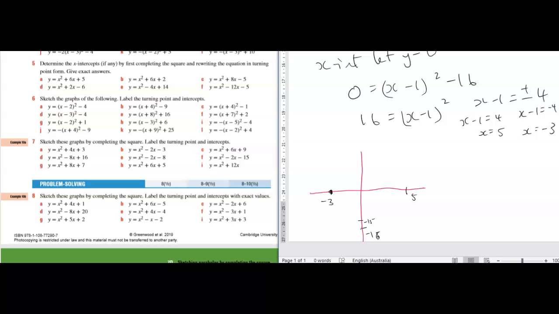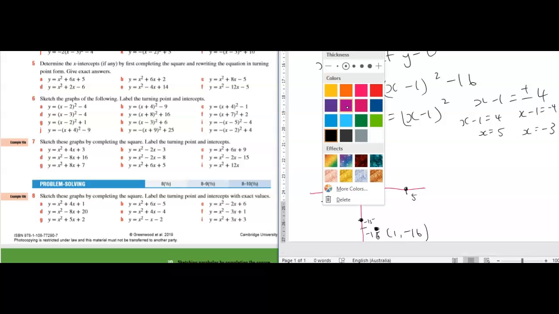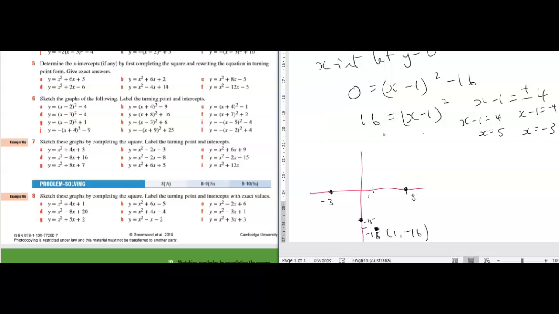So we've got the key features. There's your y-intercept, your x-intercepts. Now your turning point was at (1, -16), so down here, and I might just write that like that. And let's join our dots. Let's see how I go with this one. Oh, it's a bit nicer than the previous one. It's not over yet though. And there's your parabola showing those key features of your graph.